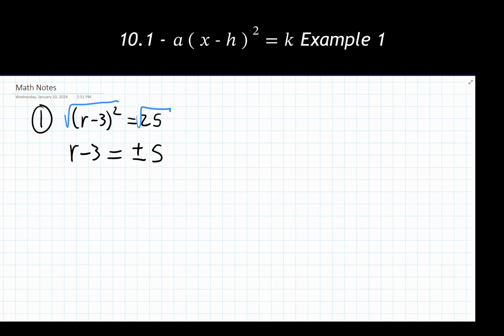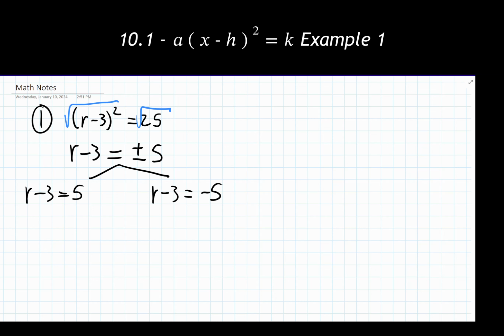And now I have this instance where I have r minus 3 is equal to the positive and negative 5. From here, we have two options. We can either work with it by leaving this plus and minus sign in there, or we can break this apart into two separate instances because we are going to have two answers showing up here. The first instance is where I have r minus 3 equaling a positive 5, and the other one is where I have r minus 3 equaling that negative 5.